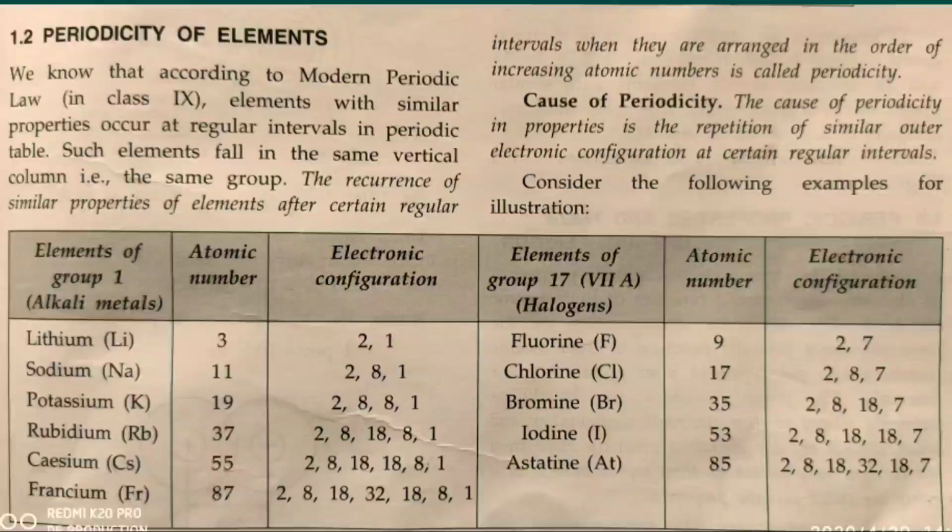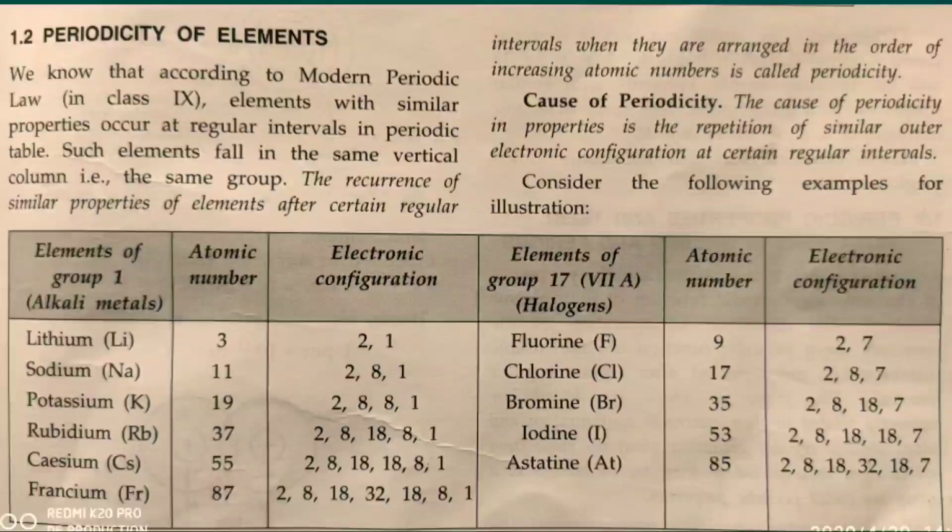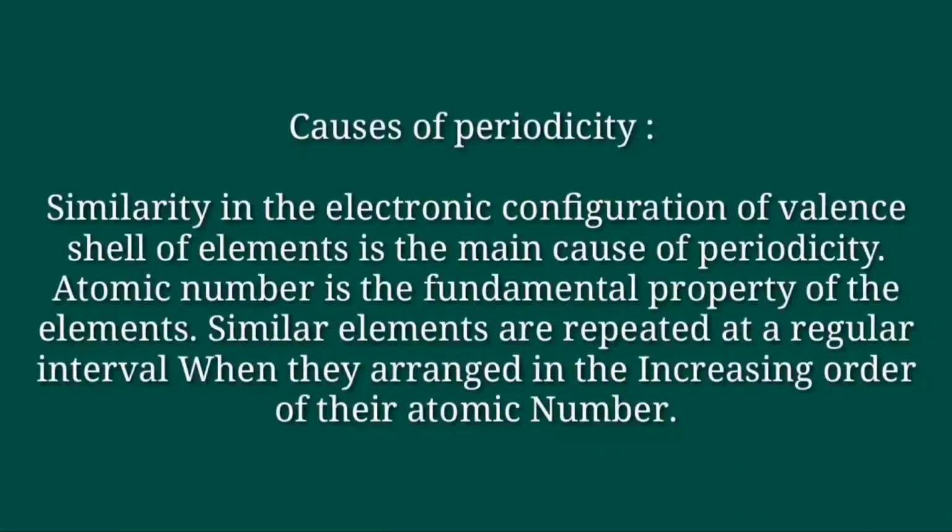Now comes the question, what causes the periodicity? So let us take an example of group 1 elements, which are known as alkali metals. We see that the electronic configuration of each of the elements in group 1 has the same number of valence electrons. Thus periodicity can be defined as the repetition of similar outer electronic configuration at certain regular intervals.